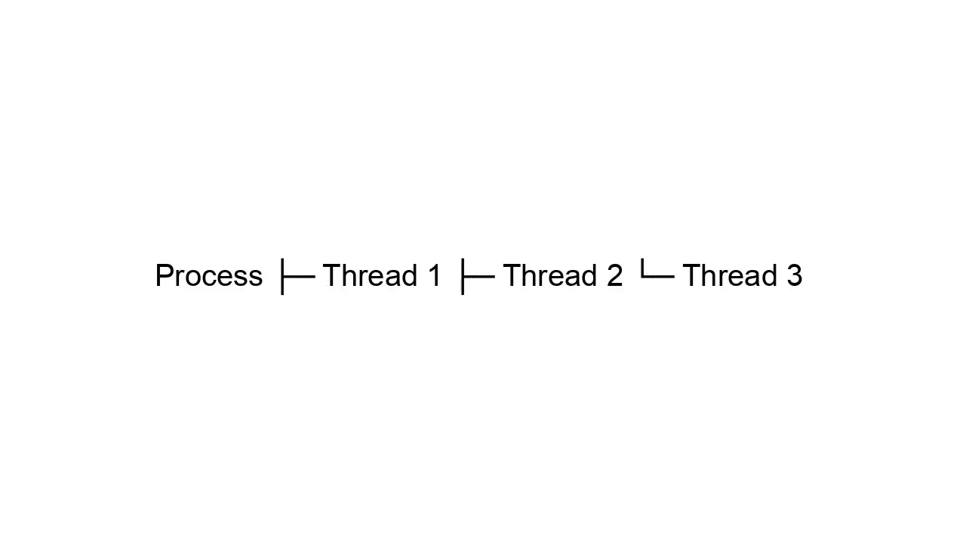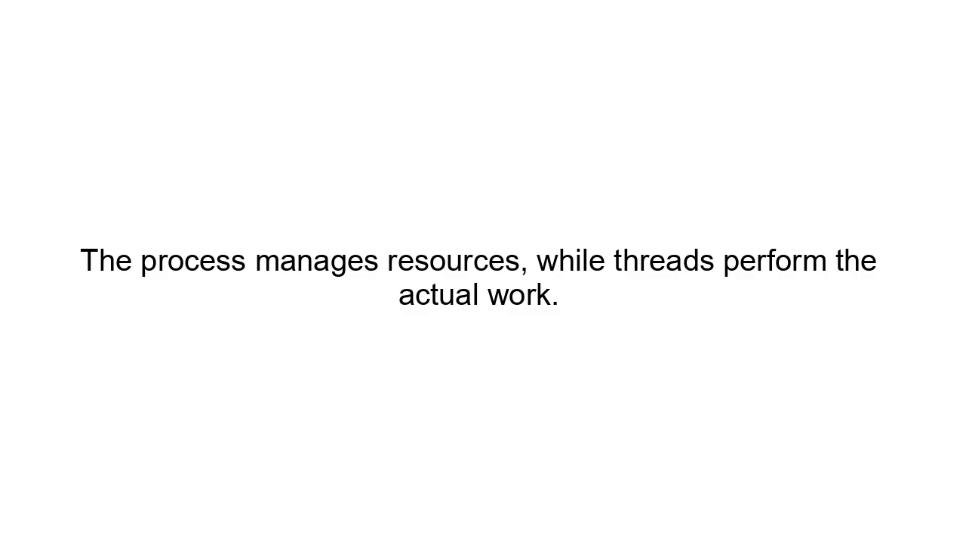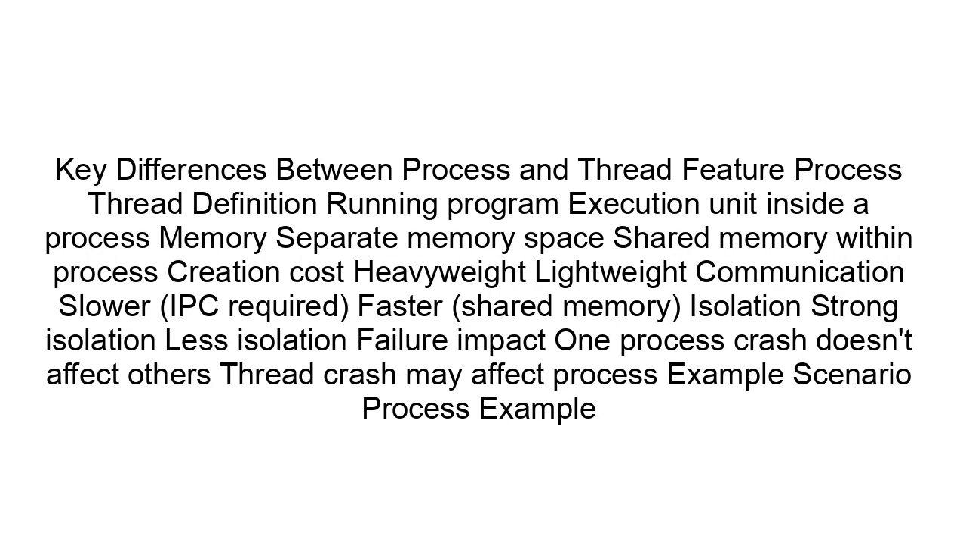Key differences between process and thread. Feature: process, thread. Definition: a running program, an execution unit inside a process. Memory: separate memory space, shared memory within the process. Creation cost: heavyweight, lightweight. Communication: slower, IPC required; faster, shared memory. Isolation: strong isolation, less isolation. Failure impact: one process crash doesn't affect others; a thread crash may affect the process.